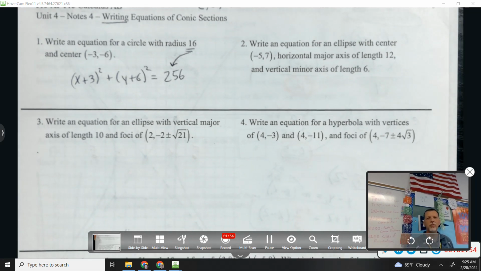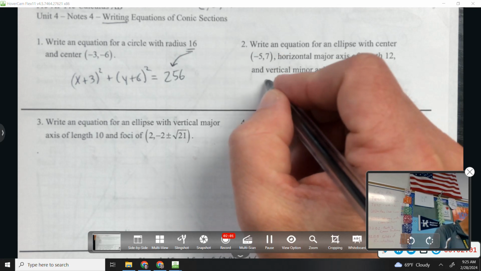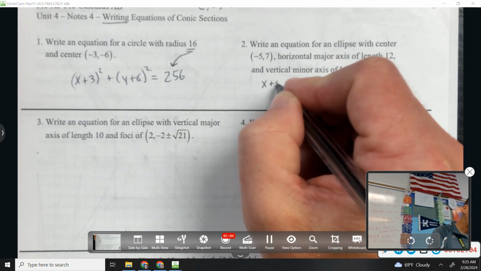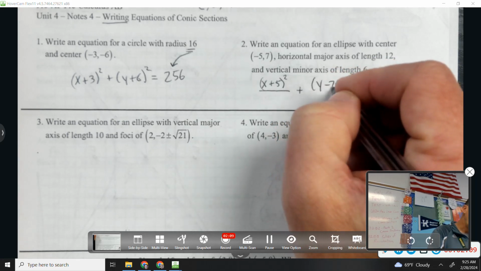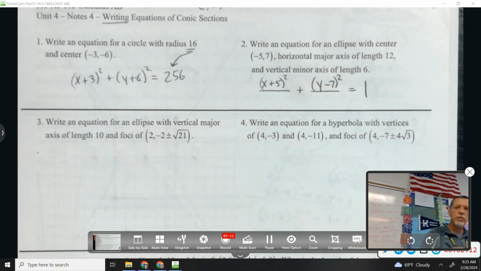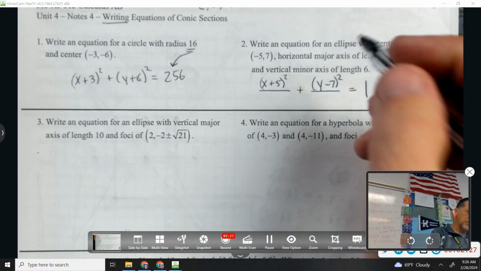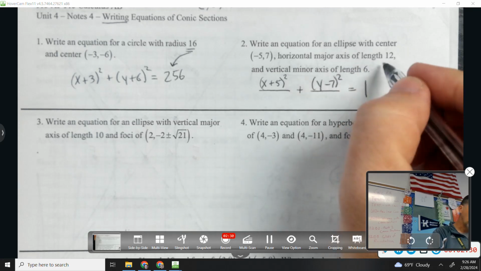Number 2, write an equation for an ellipse with center of -5, 7. So I can kind of start already because x is always first for an ellipse. (x + 5) squared over something plus (y - 7) squared over something equals 1. Horizontal, major axis, length 12. I guess a lot of information in a few words there. Horizontal, left, right, x's. Major meaning longer, axis of length 12.